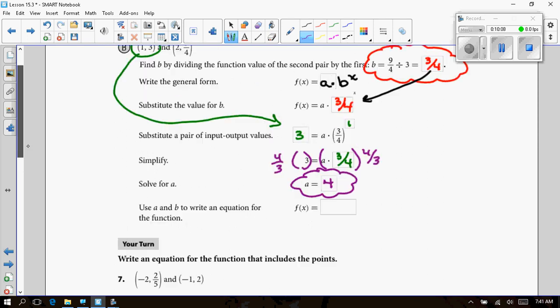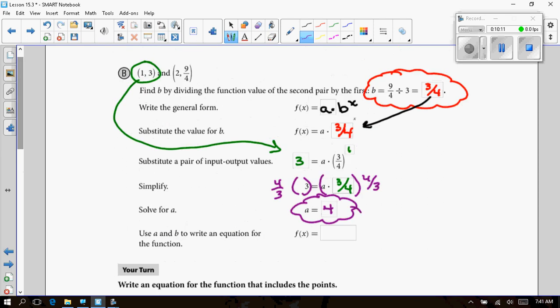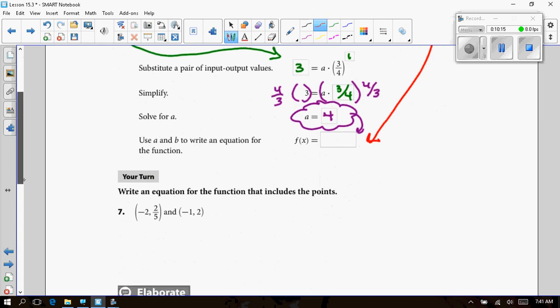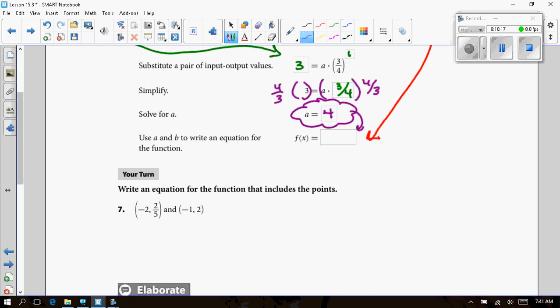I have the b value from up here, right? And I'm going to put them together and make my equation. So my equation is f of x is equal to 4 times 3/4 to the x power.